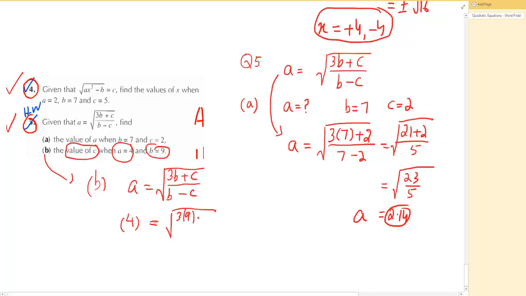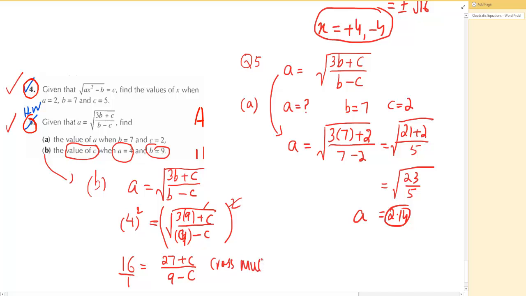Three times 9 plus C, and B is 9, 9 minus C. So just cross multiply. No, I have to take the square root. I have to take the square on both sides to remove the square root. So it is 16, and 9 times 3 is 27, and 9 minus C. Okay, so now I will cross multiply because it is a fraction.